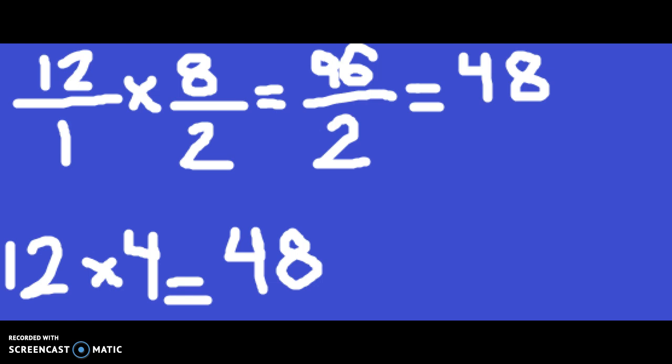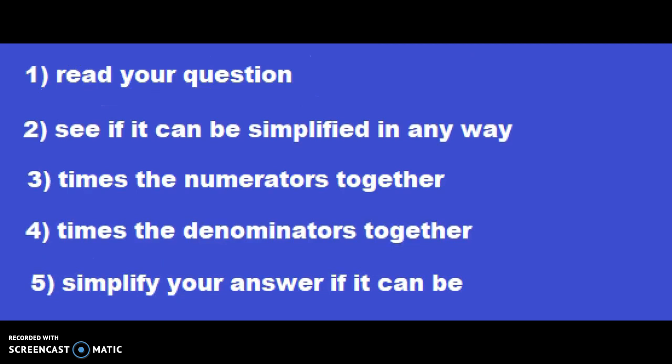Okay, so I'm just going to be writing some steps down to show you all the different steps of timesing fractions. Here we go. 3, 2, 1. Here are your 5 steps to success. Number 1, read your question. Number 2, see if it can be simplified in any way, and I mean any way. Number 3, times the numerators together. Number 4, times the denominators together. Number 5, simplify your answer if it can be simplified. So this is your 5 steps to success. I hope that they are useful for you because they are certainly helpful and they can help a lot.